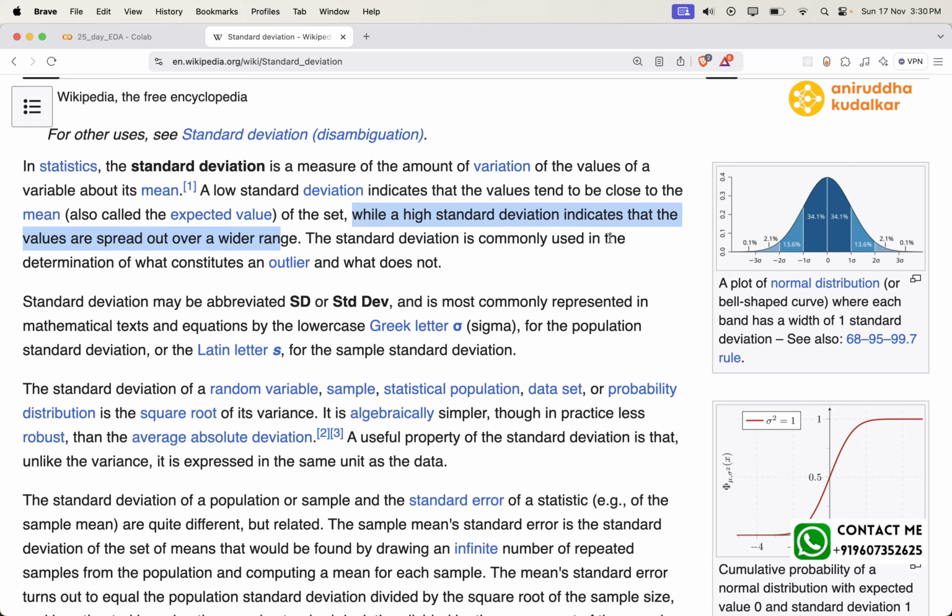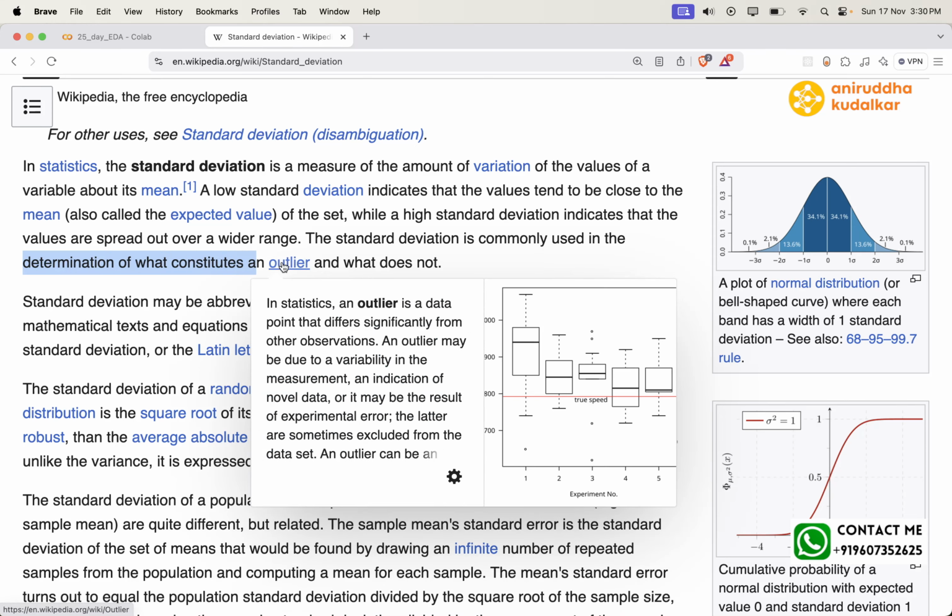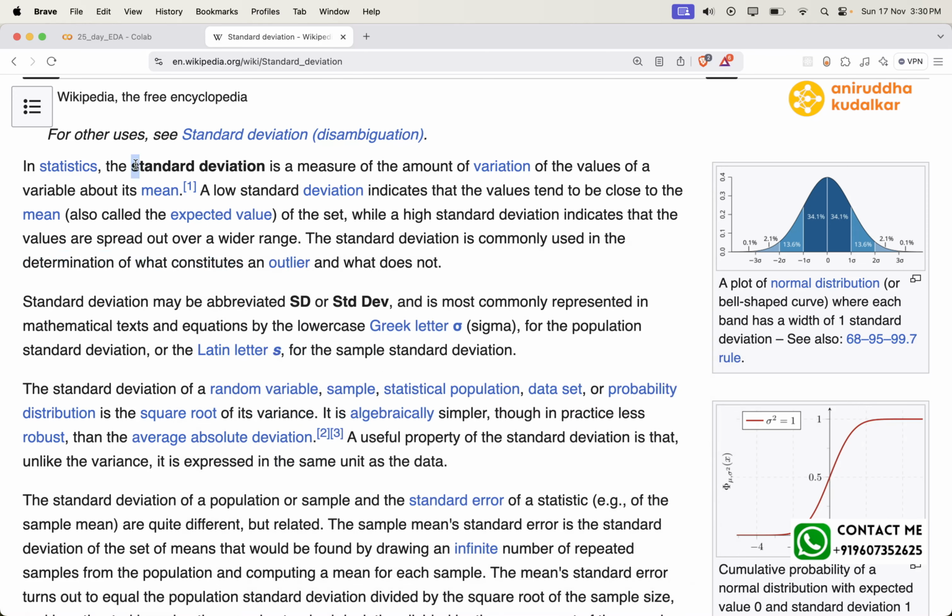The standard deviation is commonly used in determining what constitutes an outlier. What is the definition of an outlier? Who defines it? The standard deviation. How much a value is close to the mean and how much it is away from the mean is given by the standard deviation.